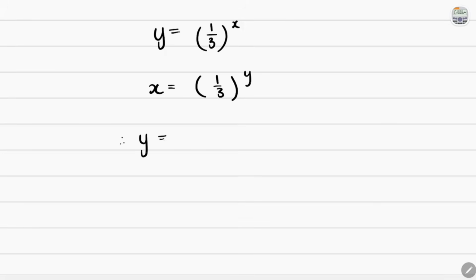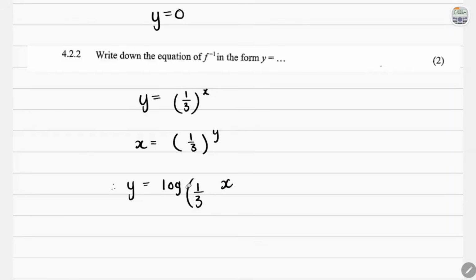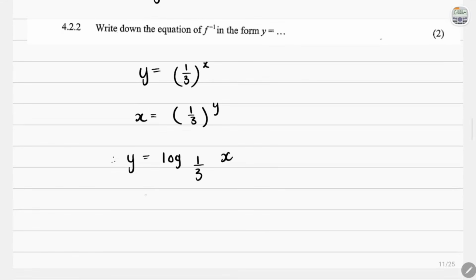To make y the subject in an exponential equation, you are going to use log. So we'll say log, and the base we have here, whatever was carrying the exponent, is 1 over 3. And the answer that we had was x. The brackets don't need to be here. It's really on the x, but it's not necessary. So this is our answer. Log x to the base of 1 over 3. Moving on to the next question.